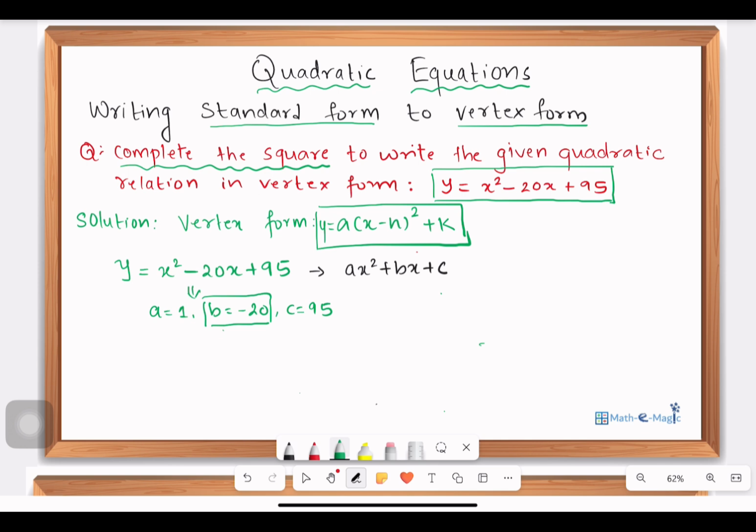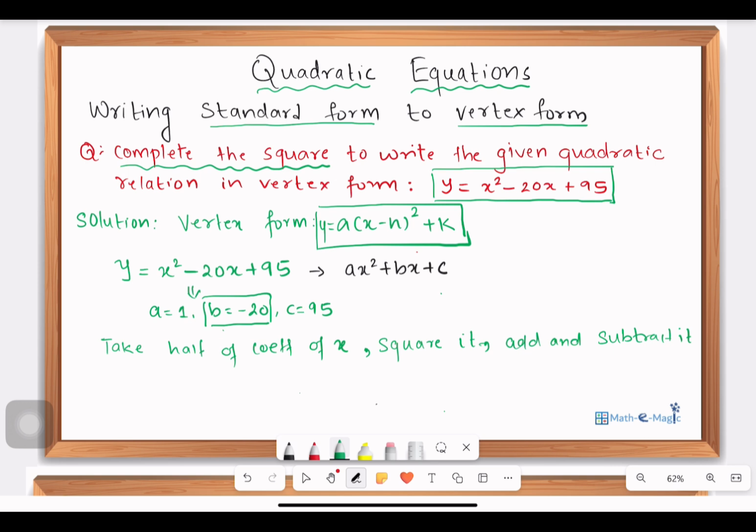So what we need to do is take half of the coefficient of x, in this case negative 20. Once we do that, we are going to square it, and then add and subtract it in the equation. Let's do it. Once we do it, it will be more clear.